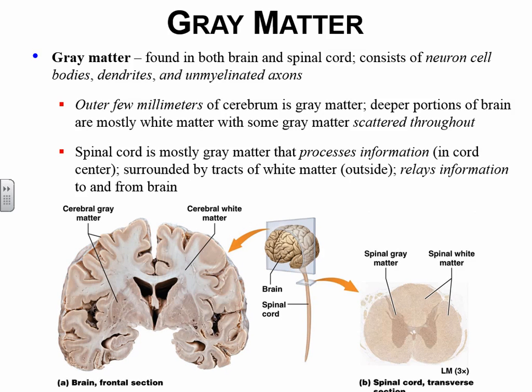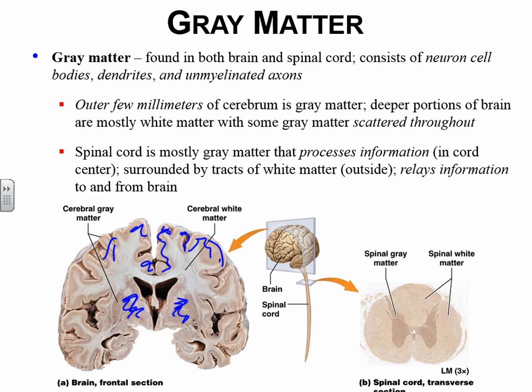Gray matter would be the neuron cell bodies, the dendrites, and the axons that don't contain myelin. In the brain, you have gray matter, as I just said, in two spots. We have it here in the outer cortex, and we have it here in the inner nuclei. So the cortex here, and on the inside.